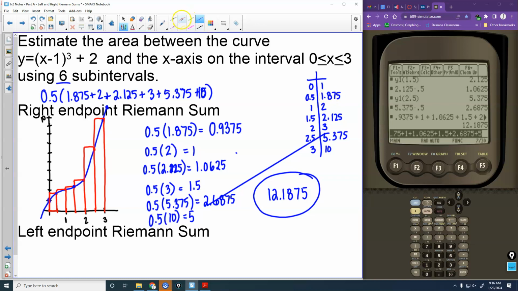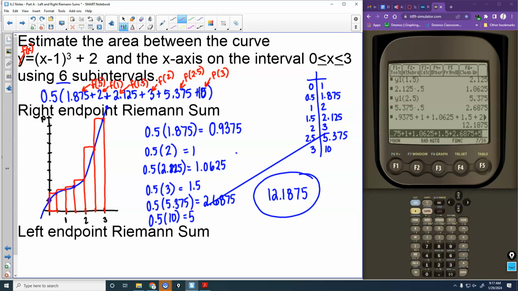Let's talk about what each one of these things right here are. If I think of this as, let's call this f of x instead of y. 1.875 is what you get when you plug in what value? 0.5, right? So this is f of 0.5, and this is f of 1, and this is f of 1.5, and this is f of 2. This one's f of 2.5. This one is f of 3.